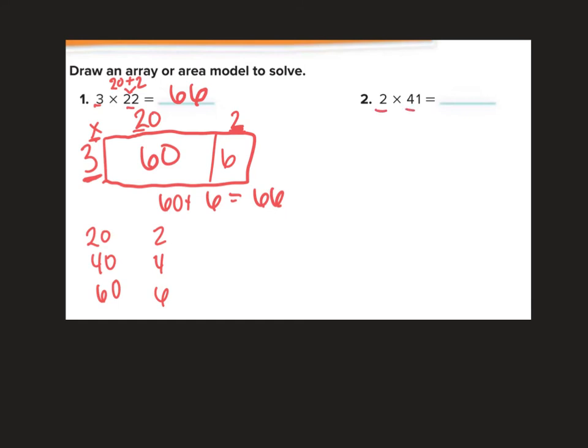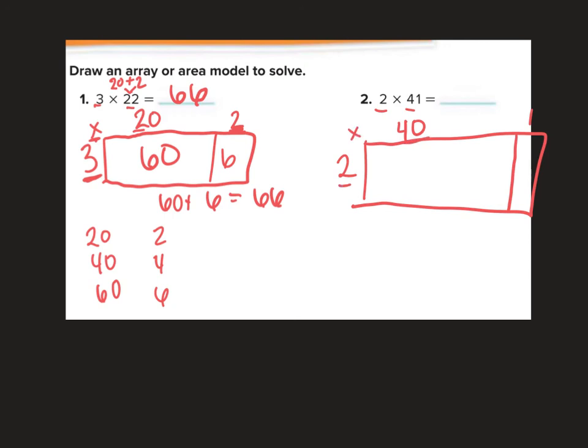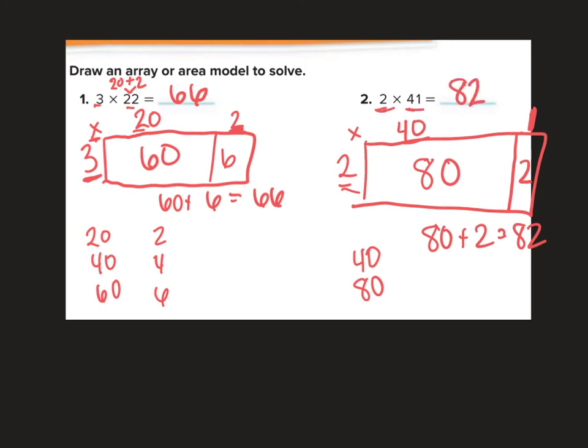Here we go. 2 times 41. Here I've got 40 and a tiny little sliver, 1. Okay, 2 groups of 40. So I'd go 40 plus 40 is 80. This is a 1 here. It's kind of hidden. 2 groups of 1 is just 2. So 80 plus 2 equals 82. So that means 2 times 41 is 82.